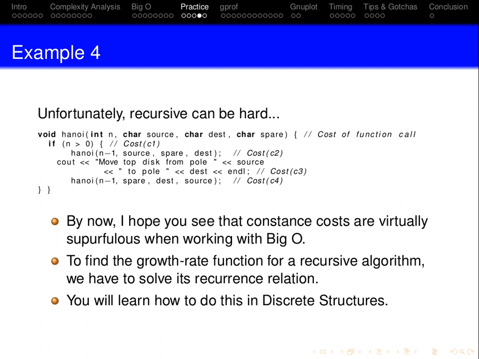All right. Someone read the slides. You have to solve the recurrence relation. You'll learn how to do this in discrete structures.